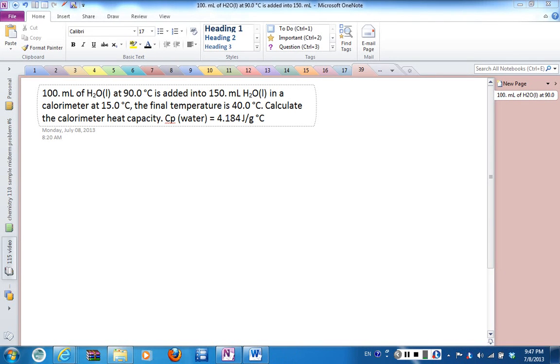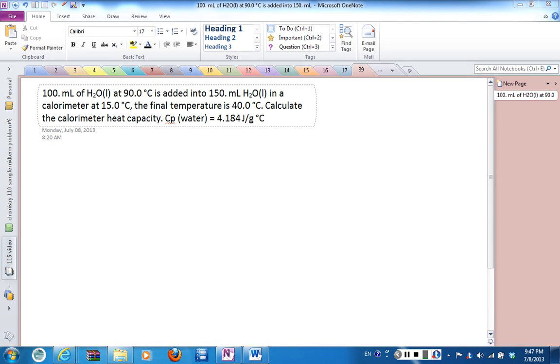100 milliliter of liquid water at 90 degrees Celsius is added into 150 milliliter of water in a calorimeter at 15 degrees Celsius. The final temperature is 40 degrees Celsius. Calculate the calorimeter heat capacity, knowing the specific heat of water is 4.184 joules per gram per degree Celsius.